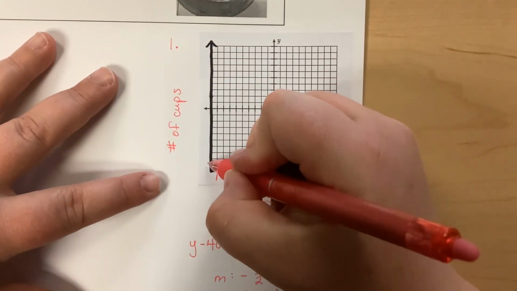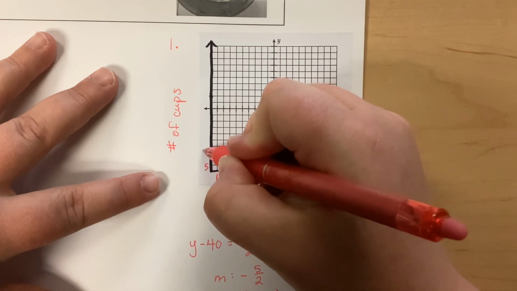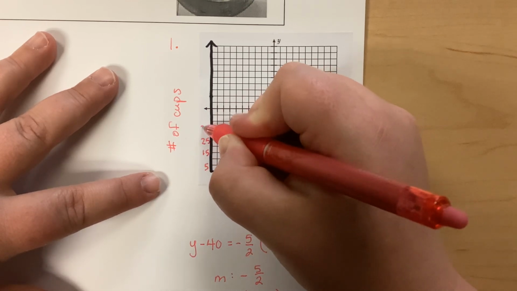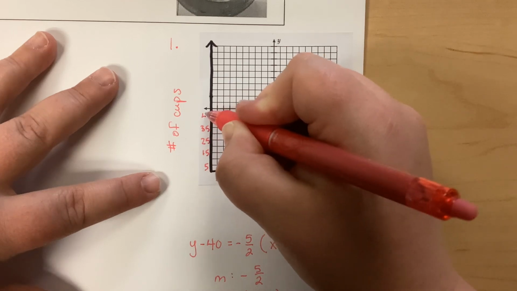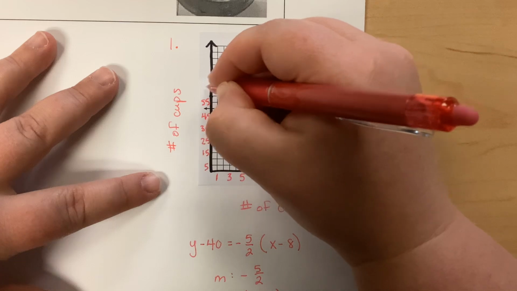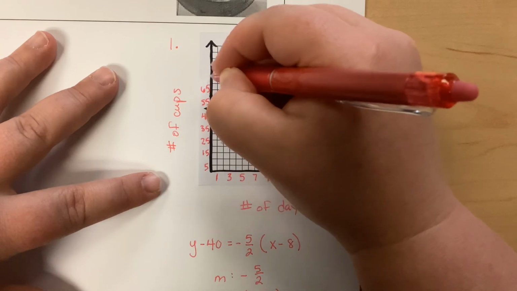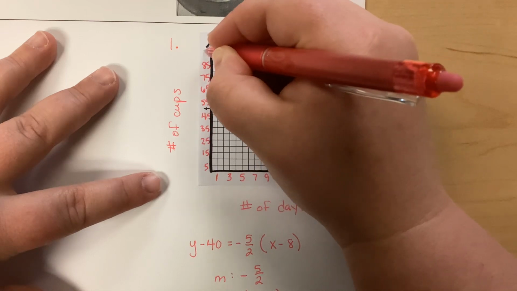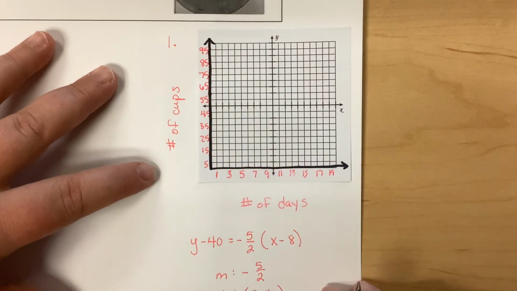And then I'm gonna count by 5s here. So 5, 10, 15, 20, 25, 30, 35, 40, 45, 50, 55, 60, 65, 70, 75, 80, 85, 90, 95, 100. All right, there we go.